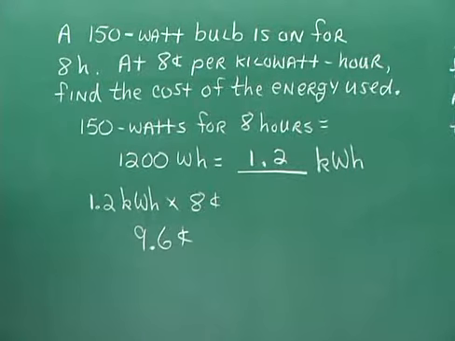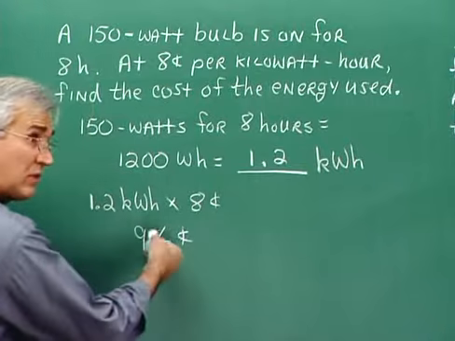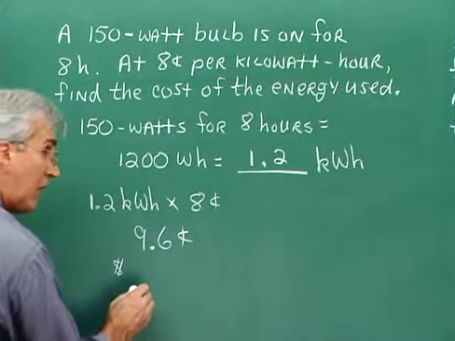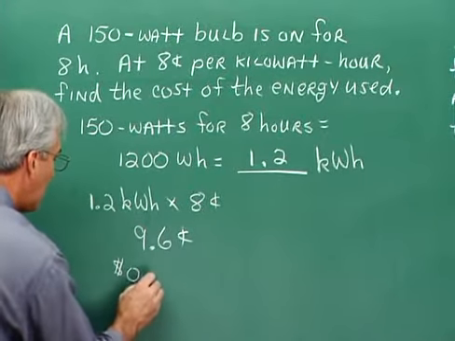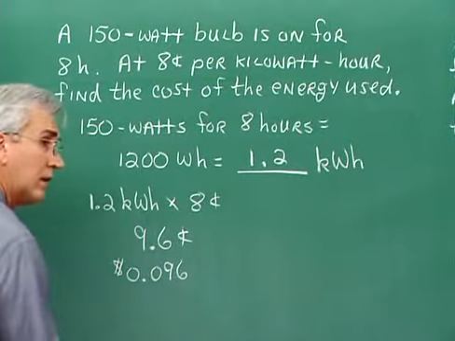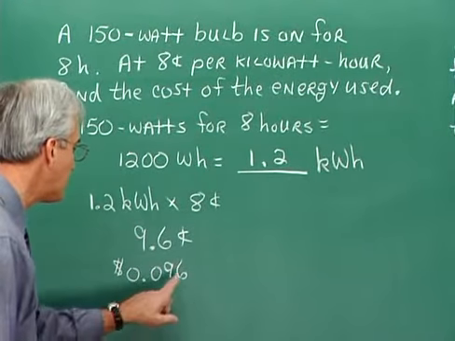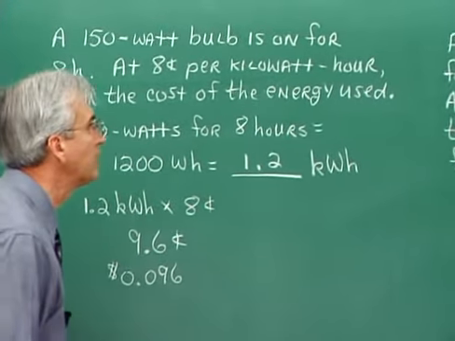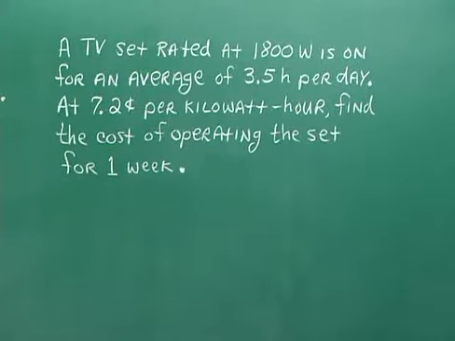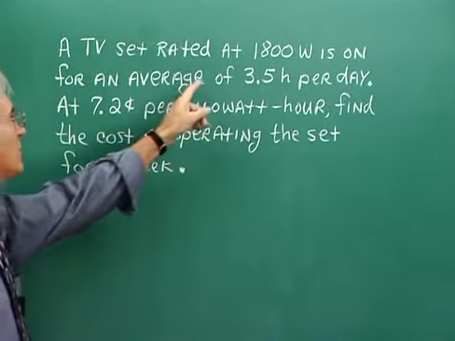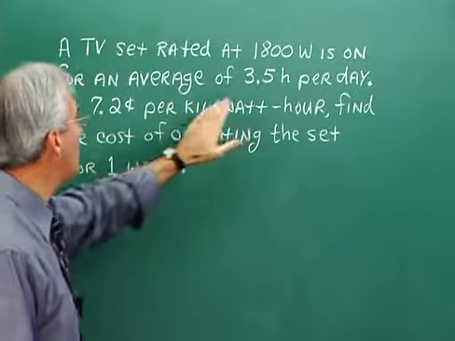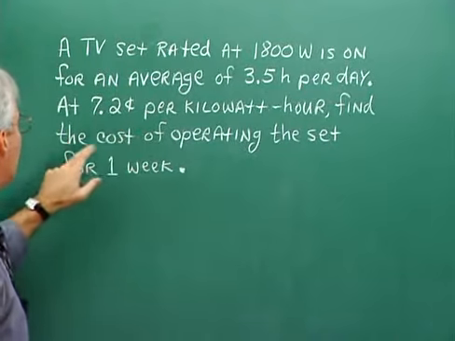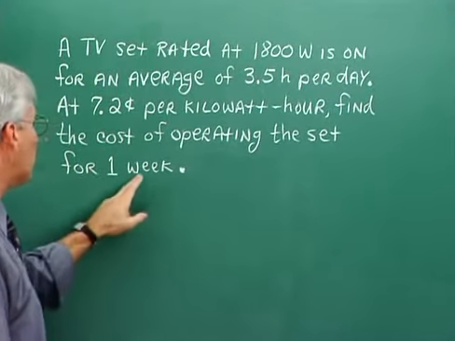Now, if we change this into dollars and cents, it's 9.6 cents or 9.6 pennies. We would slide the decimal 2 over and list this with a dollar sign as, sliding 2 over, I would have 0.96, kind of like this. Okay, and we want to retain these parts of pennies when we're talking about little pieces of energy consumption like this. This one is about a TV set. It says a TV set rated at 1,800 watts is on for an average of 3.5 hours per day. At 7.2 cents per kilowatt hour, find the cost of operating the set for 1 week.